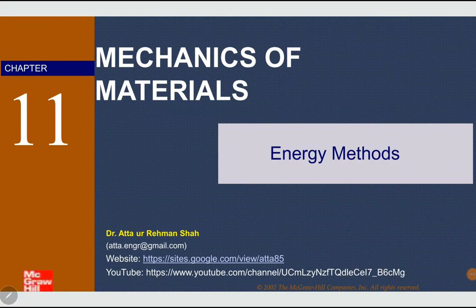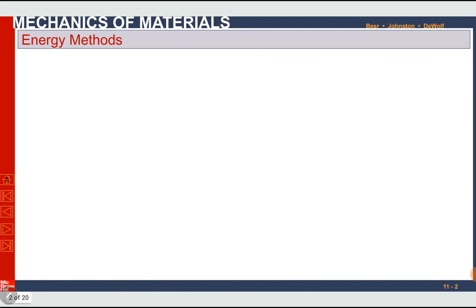This lecture is about chapter 11 of the book Mechanics of Materials by Beer and Johnson. The topic of the chapter is energy methods. Previously, in chapters before this, we have extensively studied the concepts of stress and strain. We have drawn stress-strain diagrams for different types of materials, for ductile and for brittle materials. We have discovered relationships between stress and strain, and relationships between load and deformation for different types of loading and different types of shapes.